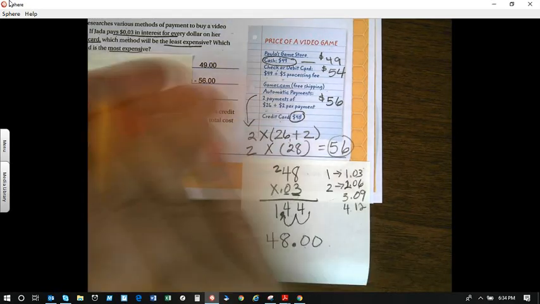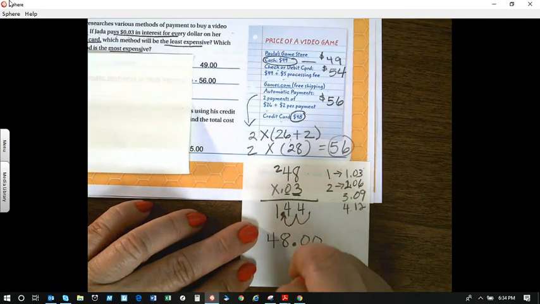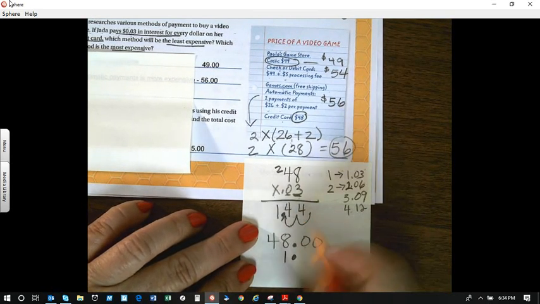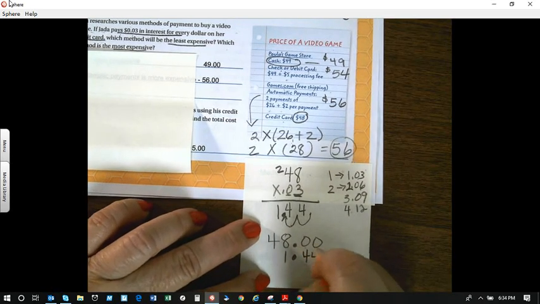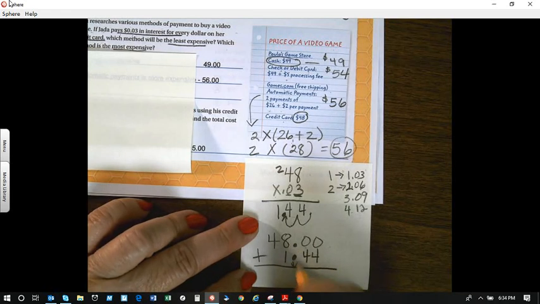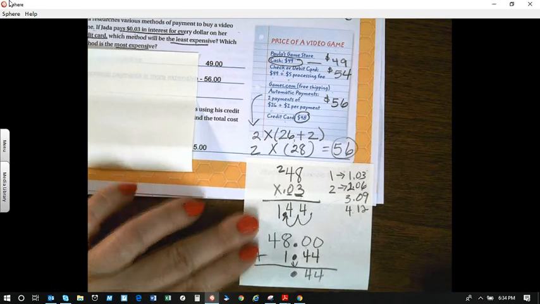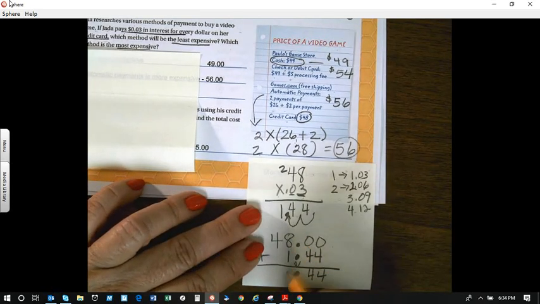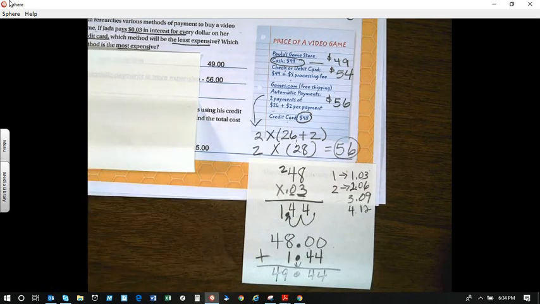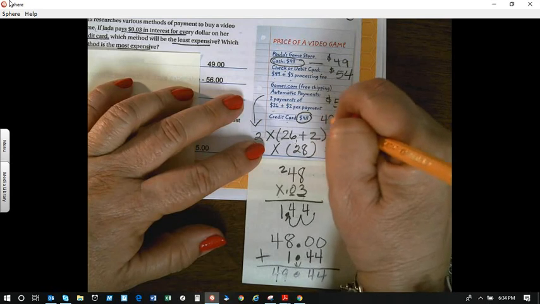Show me the dollars. This is the dollars here. And then the next one is going to be my decimals here. I have a 1 on this side, and I have 44 cents on my pocket change. Now I'm going to add those up, and I'm going to bring down my decimal. I have 44 cents. 8 plus 1 is 9, and 4 plus nothing or 0 is 4. So for a credit card, this is going to be $49.44.